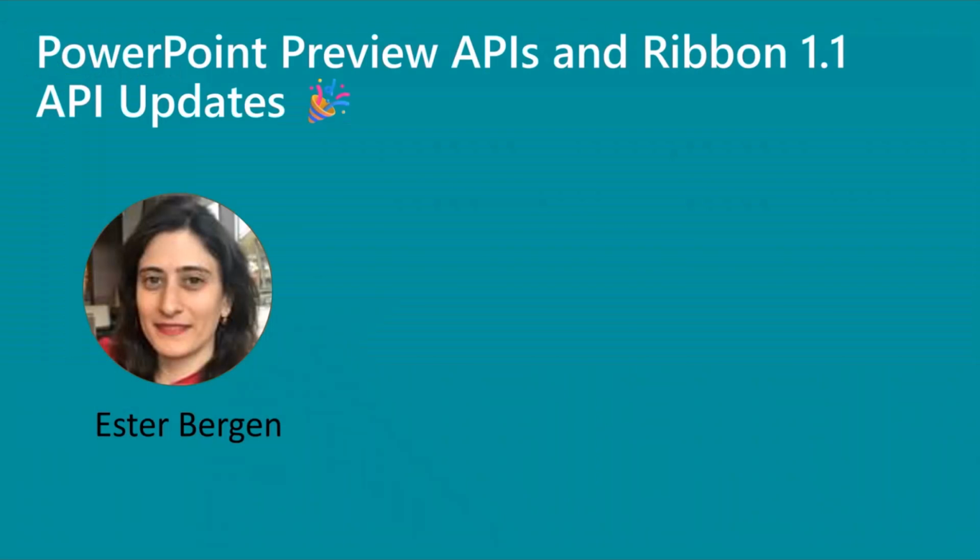Okay. So let's go to the first topic, PowerPoint preview APIs and Ribbon 1.1 API updates. I'm going to give control to Esther. Let me see. I think I have it yet. Okay, you have that control? I don't know. I said take control. It's waiting for approval, so you might have to approve me. Let me try. Well, I don't see that one, but I can turn the slides for you. So let's get started.